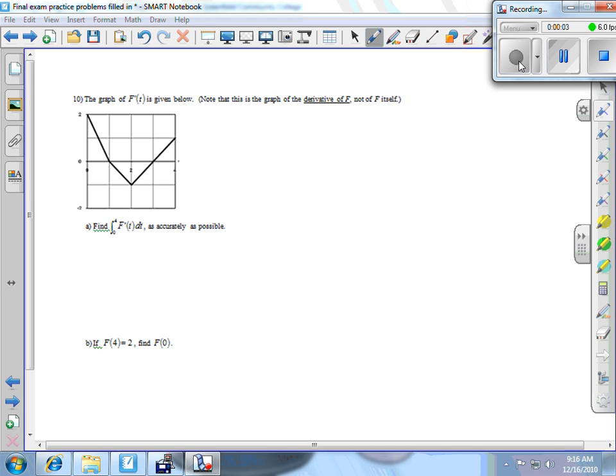Number 10, the graph of f prime of t is given below. Note this graph is of the derivative of f, not of f itself. Find the integral from 0 to 4 of f prime of t dt as accurately as possible.